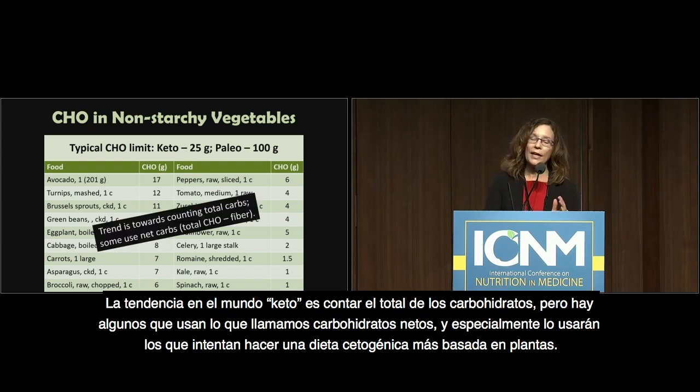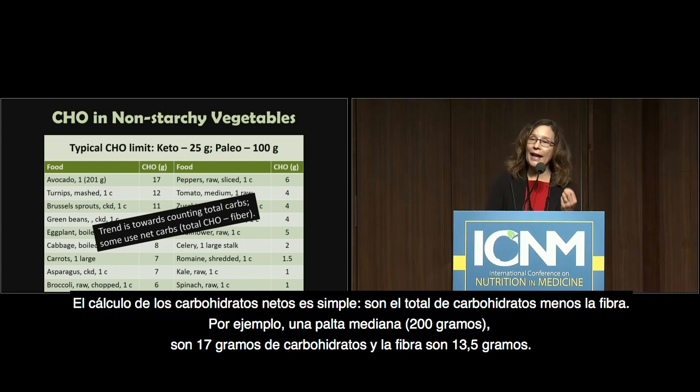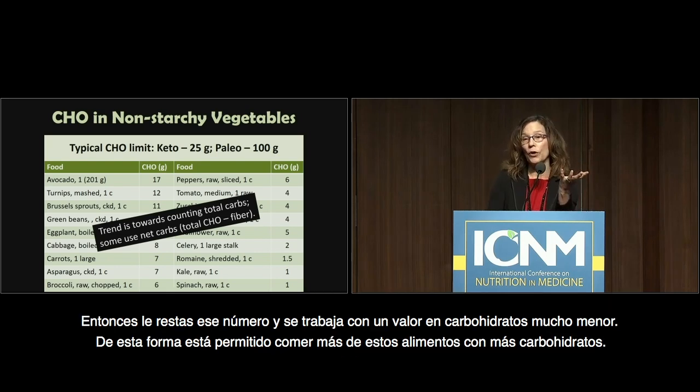Now, the trend in the keto world is towards counting total carbs, but there are some that use what we call net carbs, and especially people who are trying to do a more plant-based keto diet, they will use net carbs. And net carbs are very simply total carbohydrates minus fiber. So for example, an avocado, a medium-sized 200-gram avocado, 17 grams of carbohydrate, the fiber is 13.5 grams. So you would minus that and you would work with a much smaller carbohydrate number. So you would be allowed a little more of these carbohydrate foods.